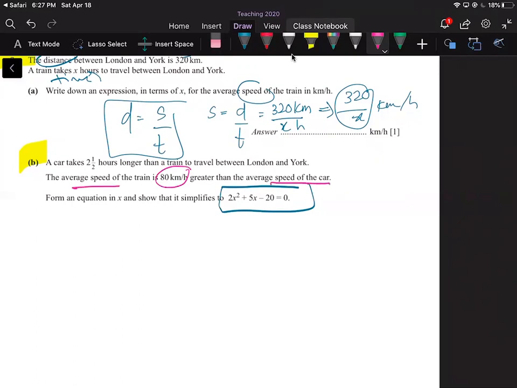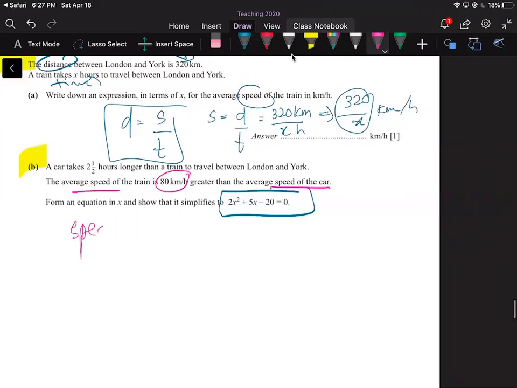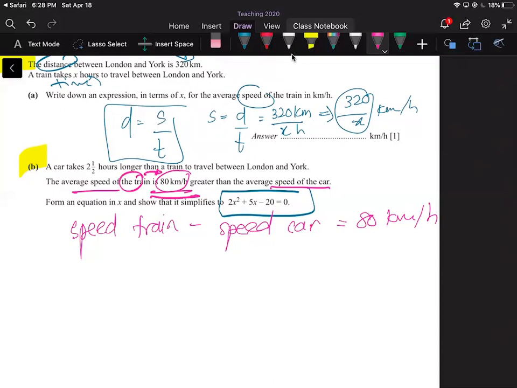Okay, so artinya speed of train ditolak dengan speed of car will give me 80 km per hour. Perbezaannya ada 80, so train ini lagi laju 80 km daripada car. So kalau speed of train minus speed of car, it will give me 80 km per hour. Next question is, what is speed of train? What is speed of car?